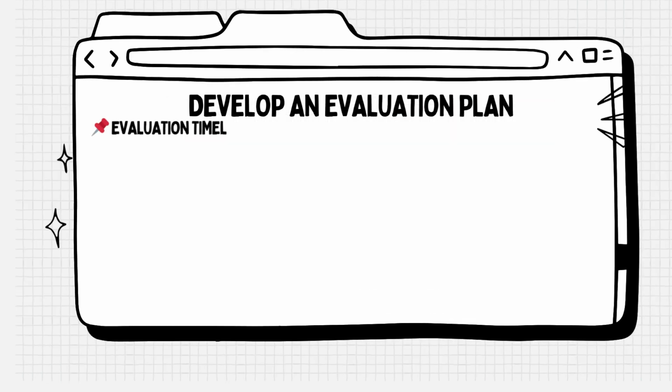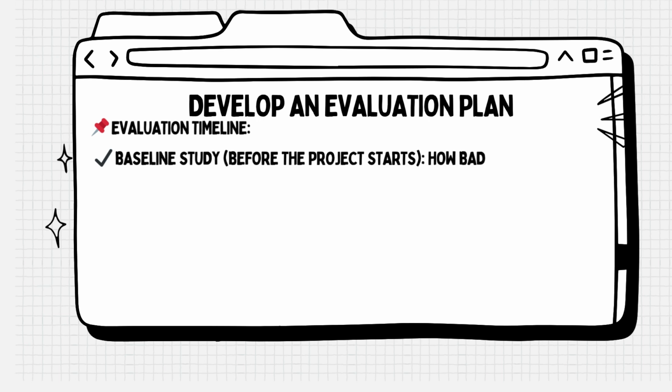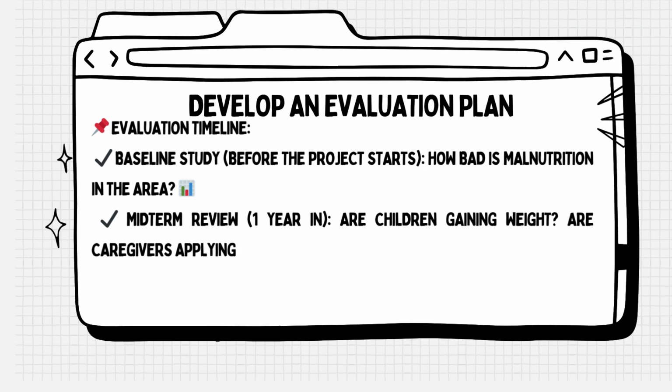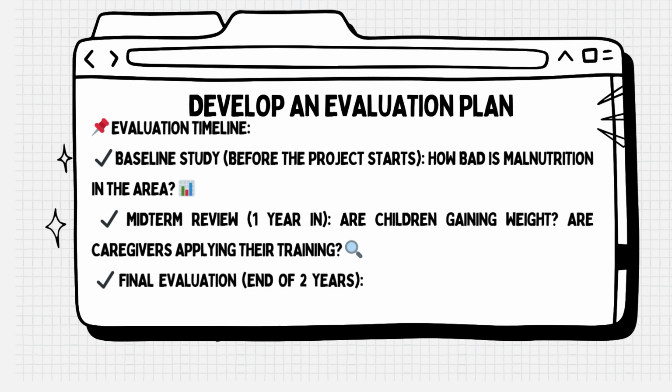Evaluation is like a checkup for the project. We assess progress at key points to make improvements along the way. Evaluation timeline in this example: baseline study before the project starts to see how bad malnutrition is in the area. Midterm review after 1 year to see whether children are gaining weight, and whether caregivers are applying their training. Final evaluation at the end of 2 years. Has malnutrition decreased by 20%? Evaluations aren't just paperwork, they help us make smarter decisions.